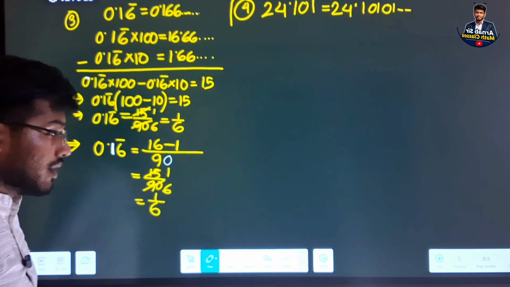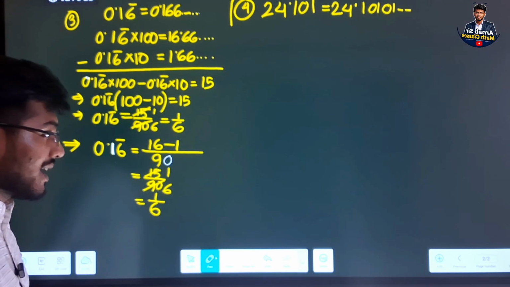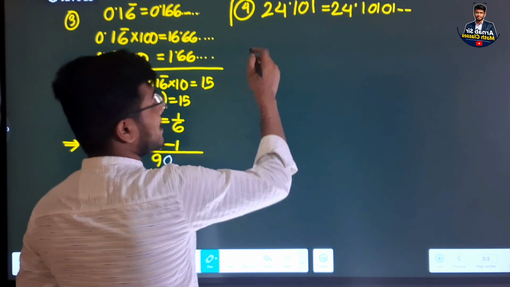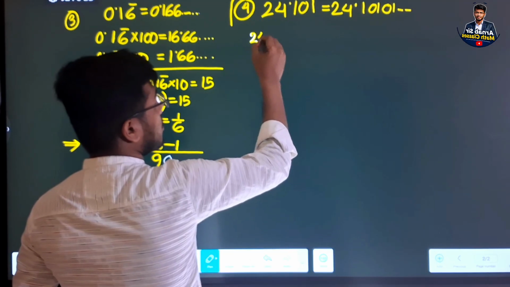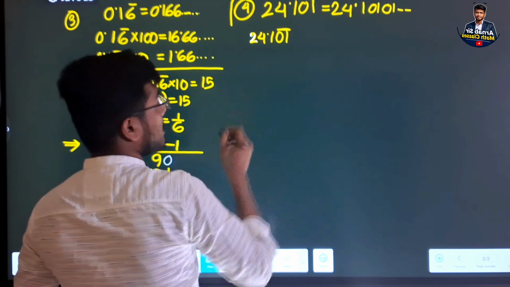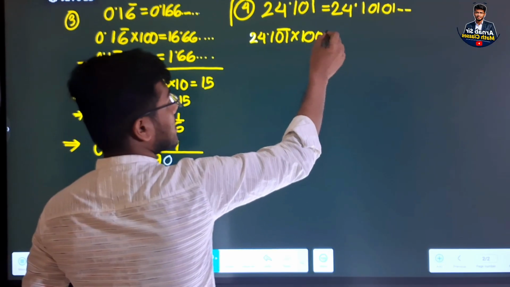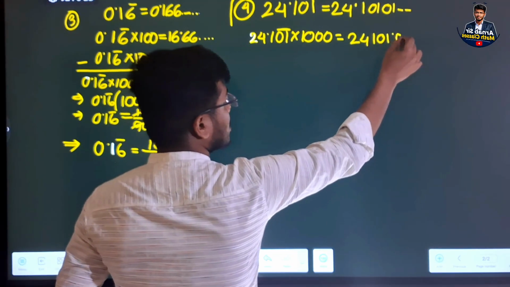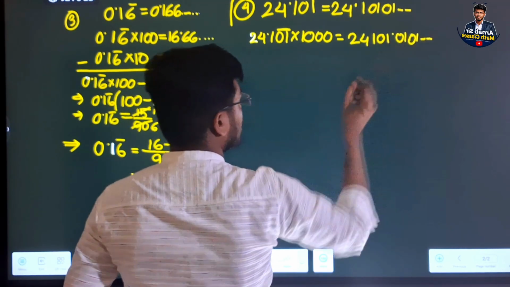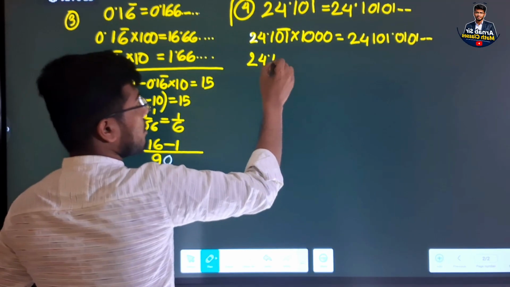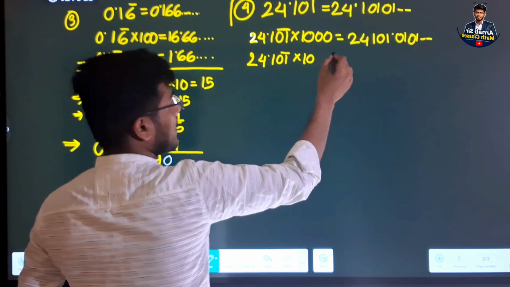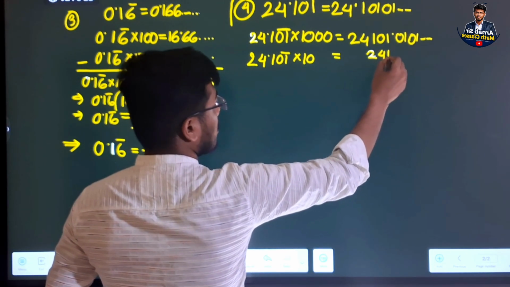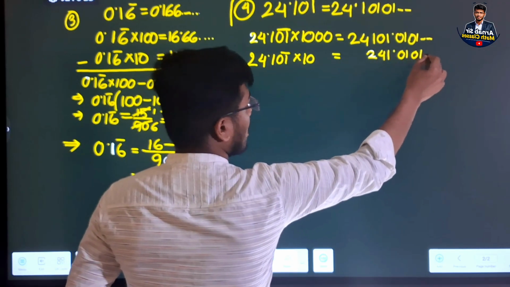So to find out the number, at first your task is you have to multiply these numbers by how much? By 1000. So what is the answer? 24.101 recurring, multiplied by 1000, is 24101.0101 and so on. If you multiply these numbers by 10, what happened? It is 241.0101 and so on.